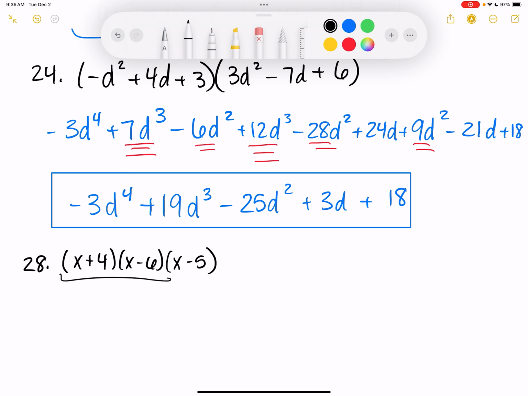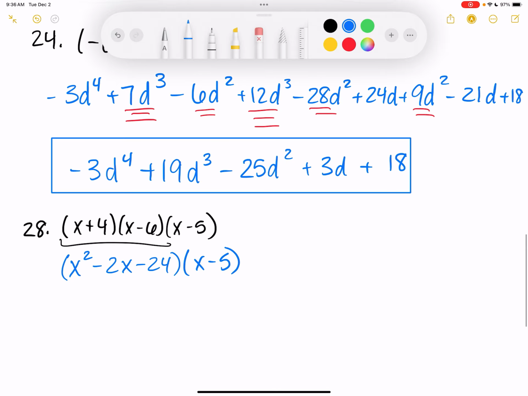So I've got x squared plus 4x minus 6x, so that's minus 2x, and then minus 24. And then all that times x minus 5. So I'm just going to do it in order: x squared times both of these, negative 2x times both of these, so on and so forth. So I've got x cubed minus 5x squared minus 2x squared plus 10x minus 24x minus 120. Oh, plus 120. Wait. Yeah, it's plus.